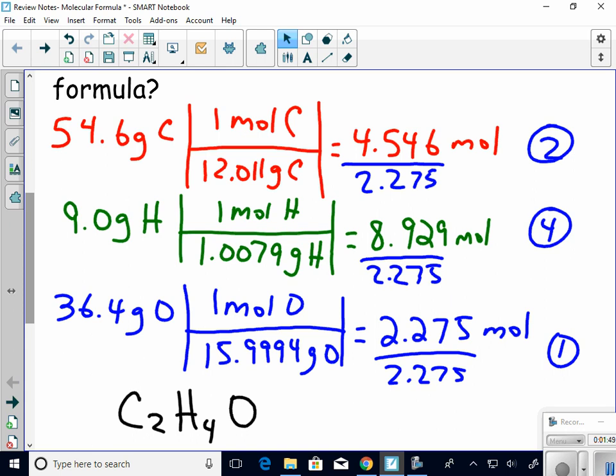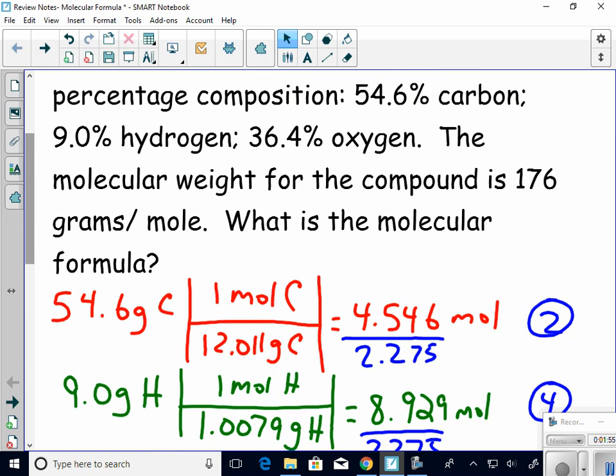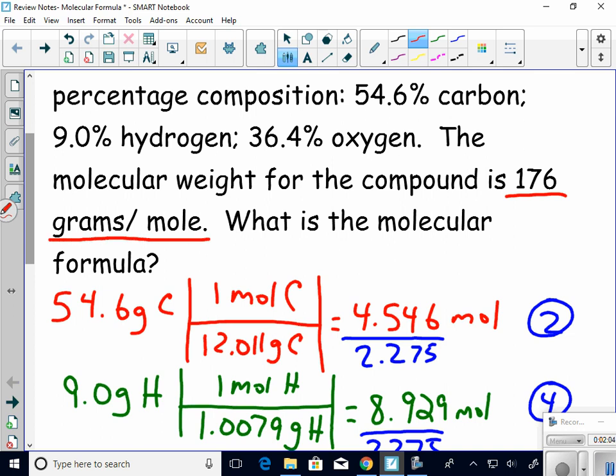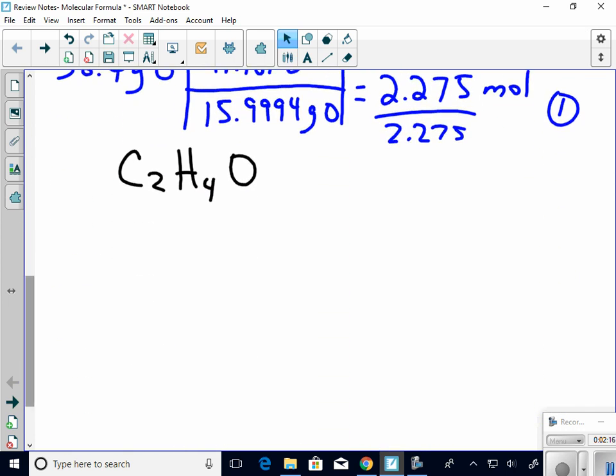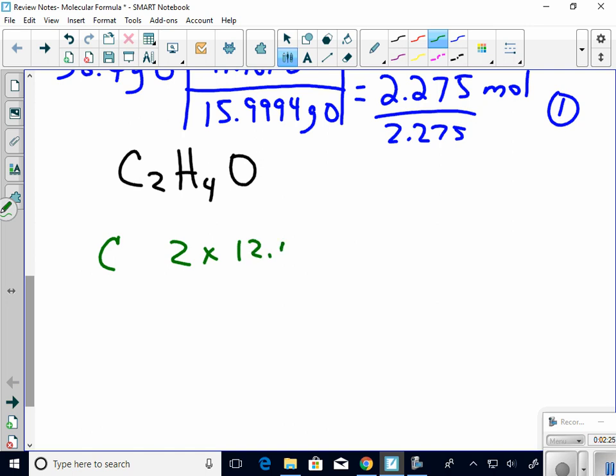What do I do with it? Well, I come back into my question and I see that the molecular weight is 176 grams per mole. That's going to be important coming up, because what I need to do now is to calculate the weight of my empirical formula. So, carbon, there are two of them. Each one is 12.011. So that's going to be 24.022.